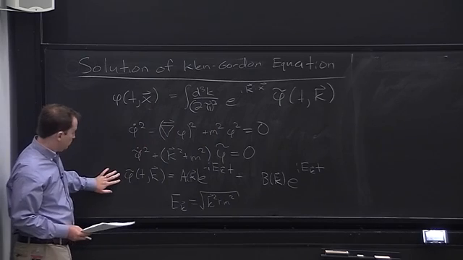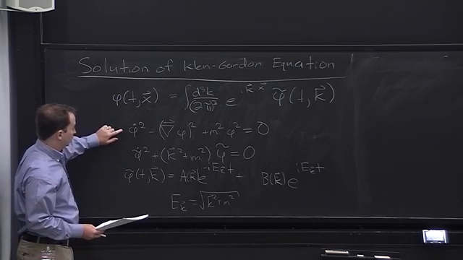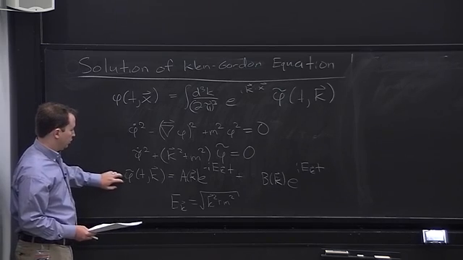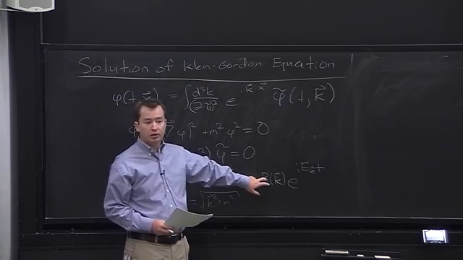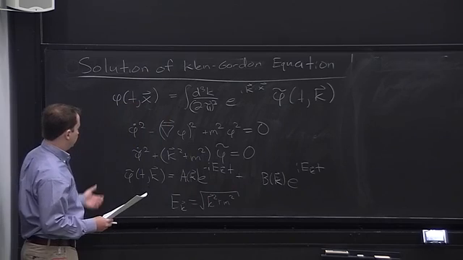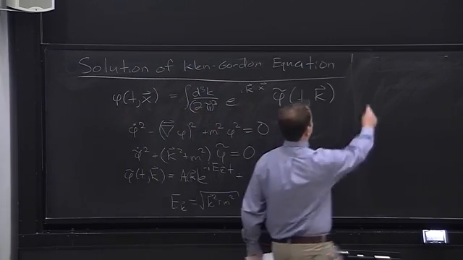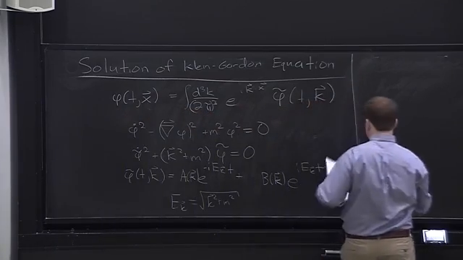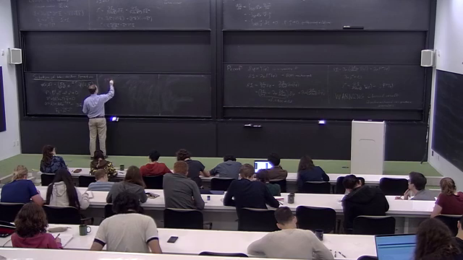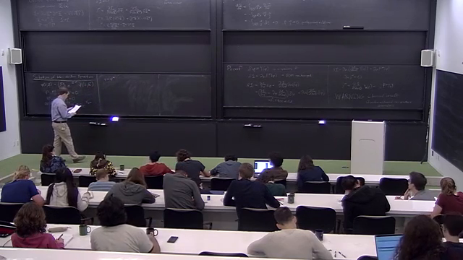We're not done yet. The Klein-Gordon field is a real field. For arbitrary choices of A and B, this is not real. So we need to impose a reality condition. The Klein-Gordon field is real, so phi is equal to phi star.